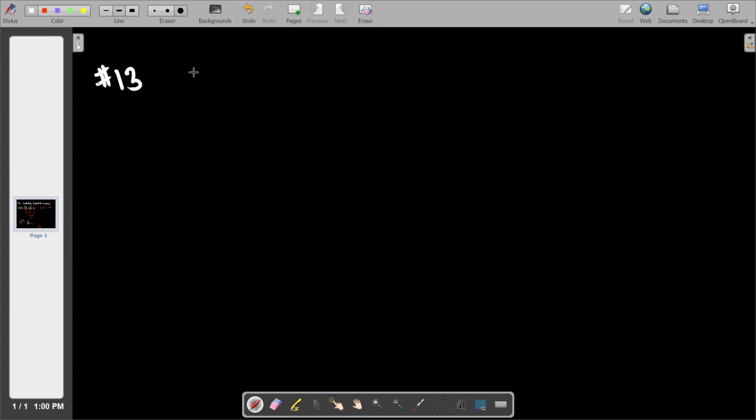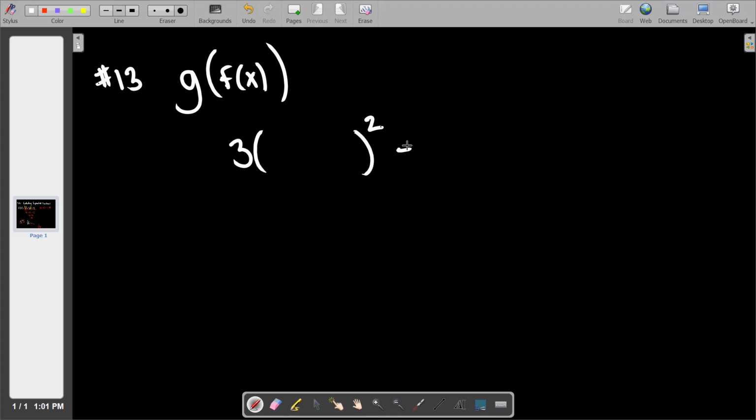So we're doing G of F of it. Can we change them to X's? Are you okay with that? Yes. Sorry about the T. Yeah, T's are no good. So G of F of X. So that's going to be 3 input squared plus 4. And in the input, we're going to put F, which is 4x squared minus 3.